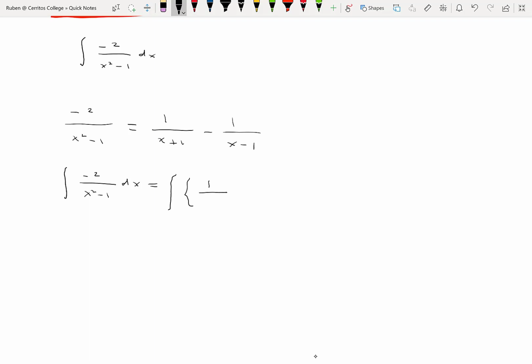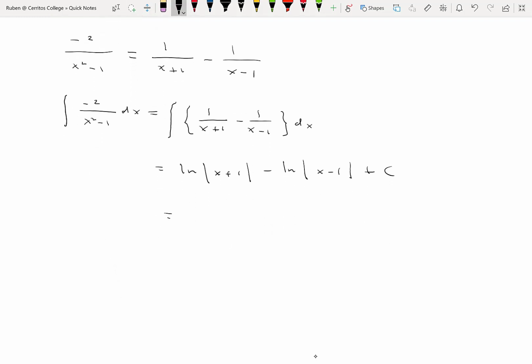We would be integrating 1 over x minus 1 minus 1 over x plus 1. And each of these are very simple integrals. The result would be the natural log of the absolute value of x minus 1 minus the natural log of the absolute value of x plus 1 plus a constant. And we could use the law of logarithms that says the log of a over b equals the log of a minus the log of b, to combine this into maybe one expression. Okay.